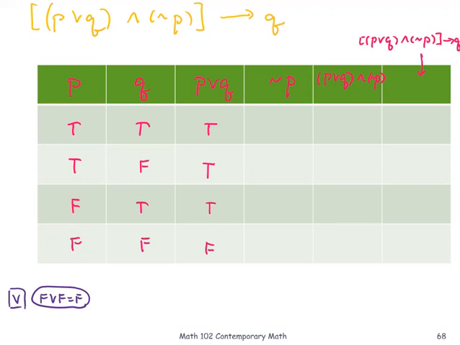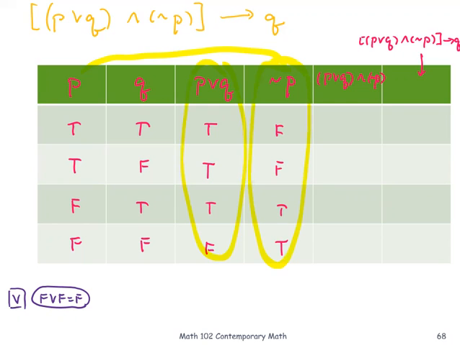Next column is the negation of P, the opposite of P, which is false, false, true, true. And then the column next to this is gonna connect these two that I circled in yellow highlighter here with the connective and.